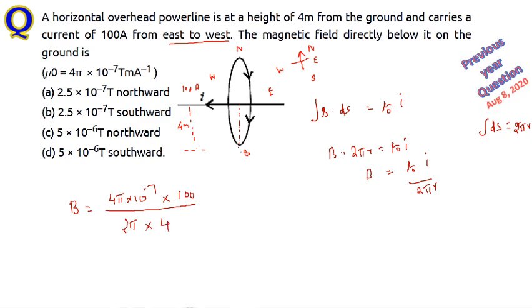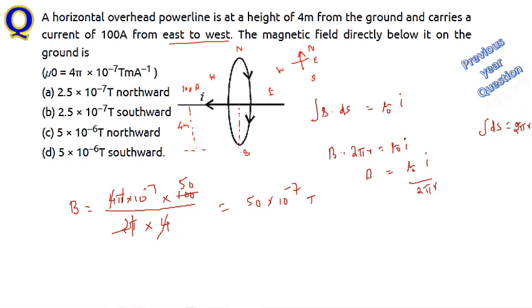Now this is pi, and pi will be cancelled here, and this 4 and this 4 will be cancelled here. From this 2 and this one, it will reduce to 50. So what you are going to have here is 50 into 10 power minus 7 Tesla.